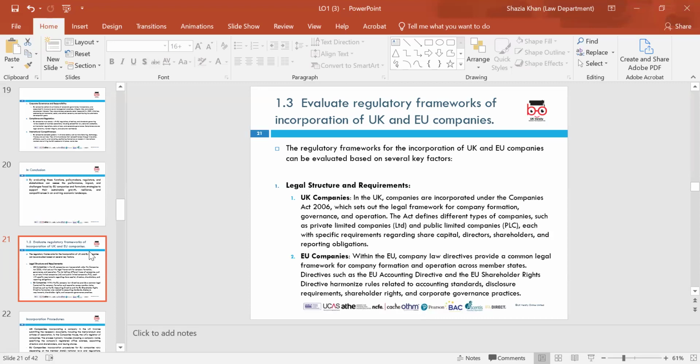Whereas in the EU, within EU law, directives provide a common legal framework for company formation and operation across member states. Directives such as the EU Accounting Directive and EU Shareholder Rights Directive harmonise rules relating to accounting standards, disclosure requirements, shareholder rights, and corporate governance practices. So there's a difference between the legal structures and the requirements for UK and EU law.